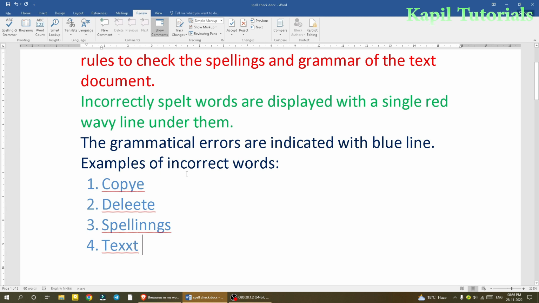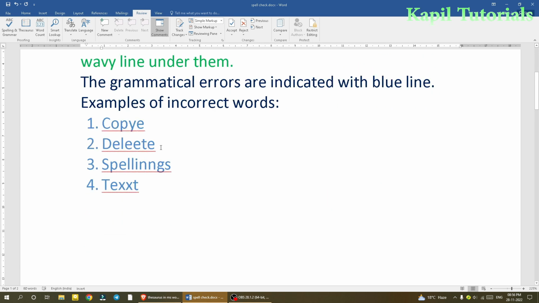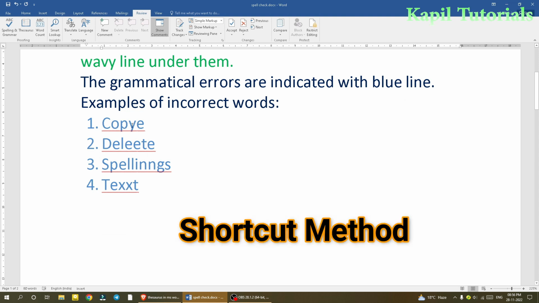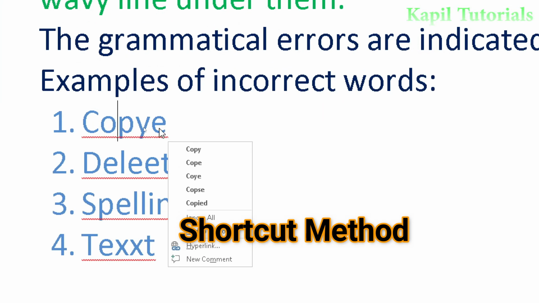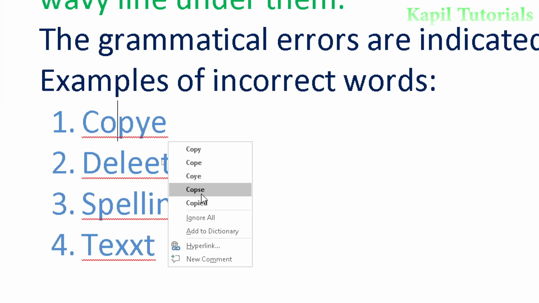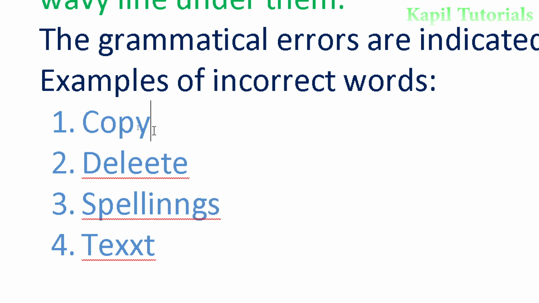It's very simple. There are two ways. One is the lengthy way and one is the shortcut way. In the shortcut way, suppose this is written copy, you can right click it here and you will see these options. It has shown some options that these words can be used. Suppose I find that this word is okay, then I can click on copy and it will be corrected. I hope it is clear.